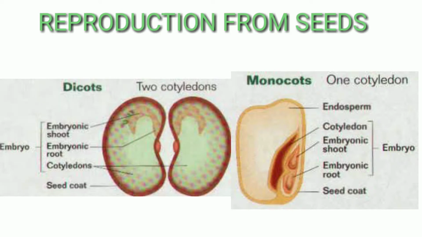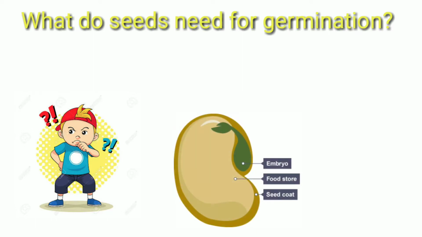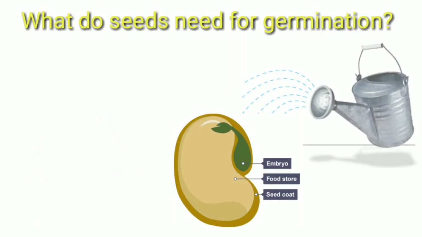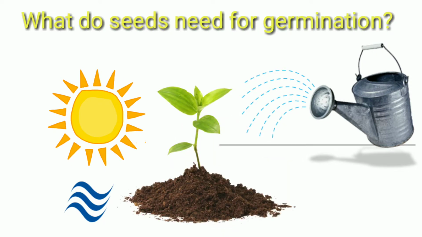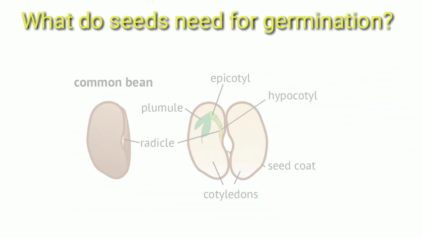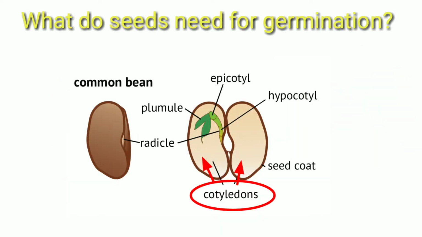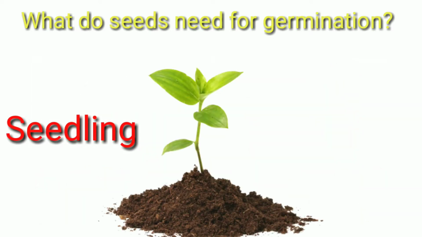Do you know what seeds need for germination? When seeds get enough water, air, and warmth, they grow into new plants. They do not grow if one of these is missing. Seeds use the food stored in the cotyledons to grow. The growth of a baby plant from a seed is called germination. The baby plant is known as a seedling.